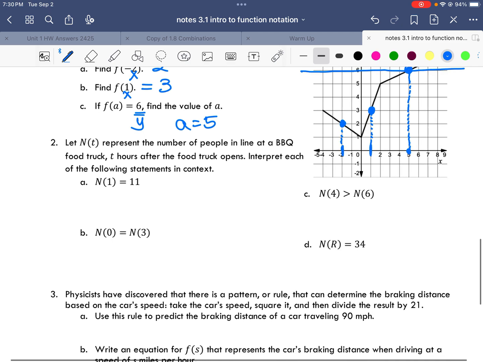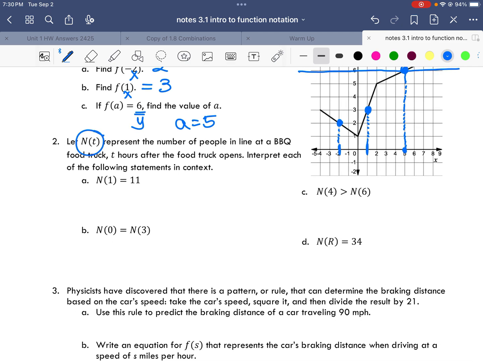Okay, this one is n of t. They used a different variable for the name of the function because it stands for number of people, right? That n is just the name. The t is telling me that this is a function of time. So we put time in and we get number of people out. Time is input and number of people is output, like what comes out. So they're asking me to interpret, which means I need to write a sentence about each scenario.